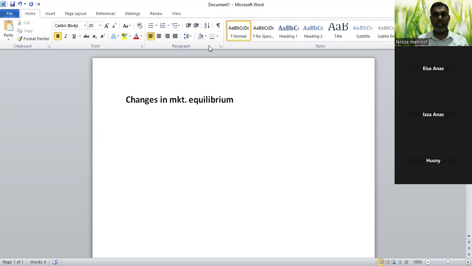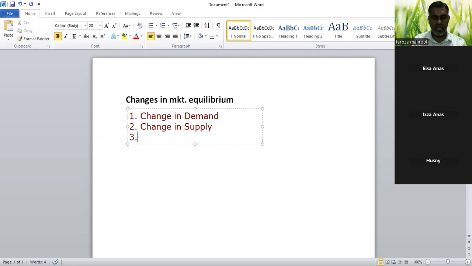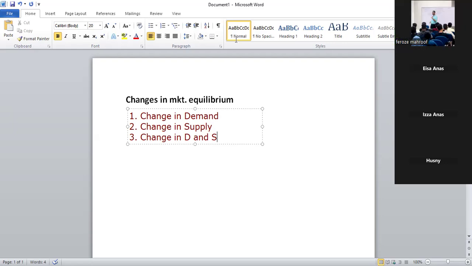Okay, so when it comes to the changes in market equilibrium, you can see there are three different cases. First case, change in demand. Second case, change in supply. Third, we have change in demand and supply. Change in demand, change in supply, change in demand and supply. Like that, there are three situations.